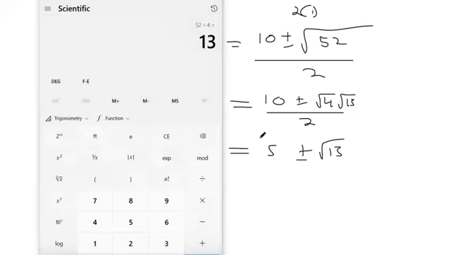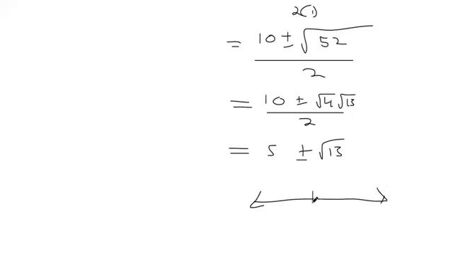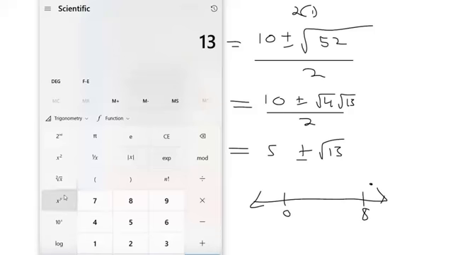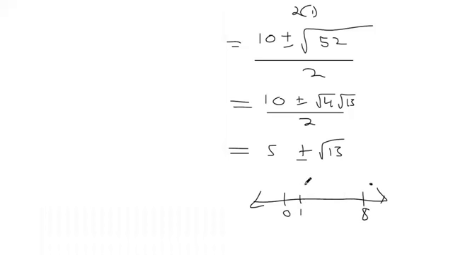So we got 5 plus square root of 13. That's around 8.6. Let's make this be 0. So here's 8. So there's one of our potential maxes or mins. And then if you do 5 minus the square root of 13, 1.39 is our other one. So here's 1. Here's our other potential max or min. This is 5 plus square root of 13. This is 5 minus square root of 13.